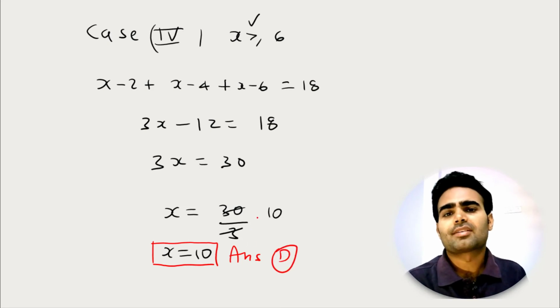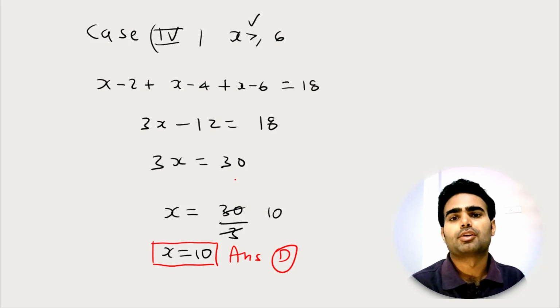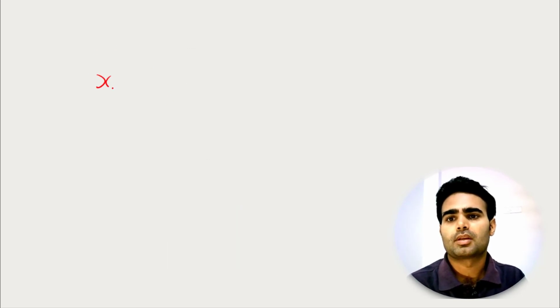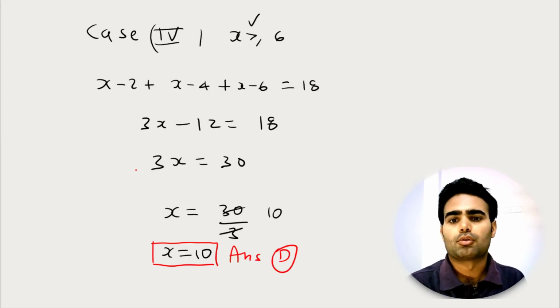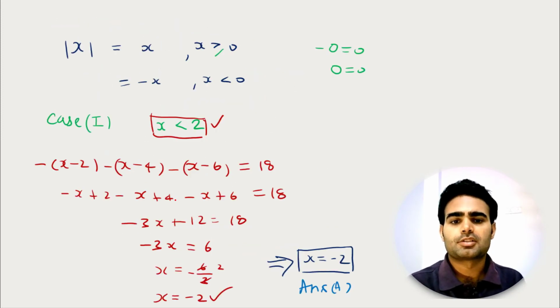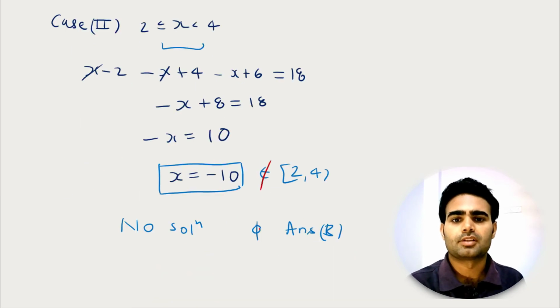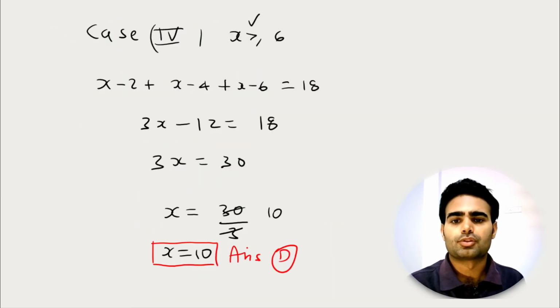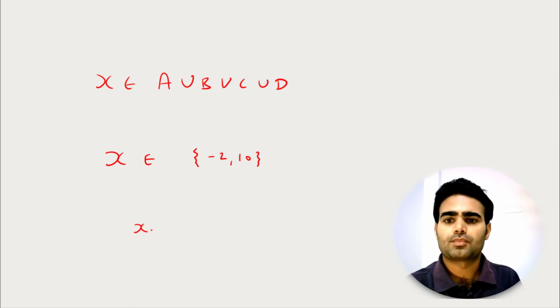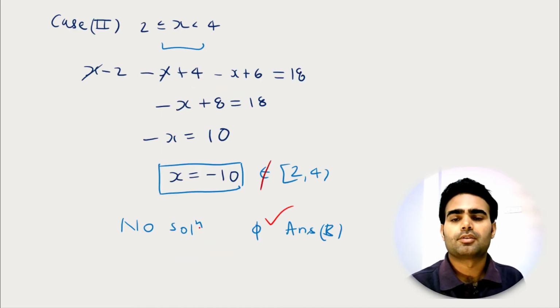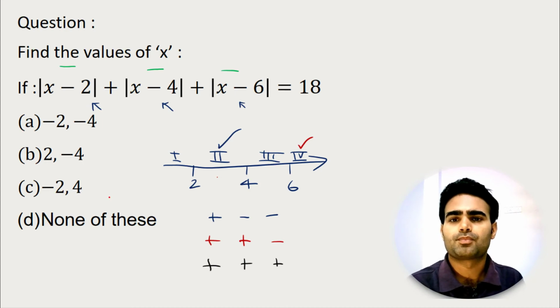Now we know that x can be anywhere, so any case can be possible. So we have to take the union of the cases. So our final answer will be x belongs to A union B union C union D. You can see in the first case we got x as minus 2, in second case nothing, in third case nothing, in fourth case 10. So x can be either minus 2 or x can be 10. So our final answer for this question will be minus 2 and 10.